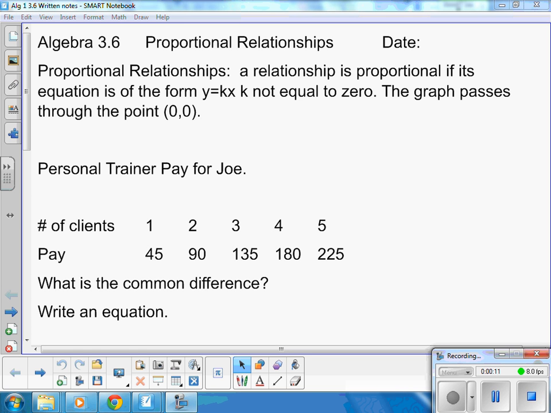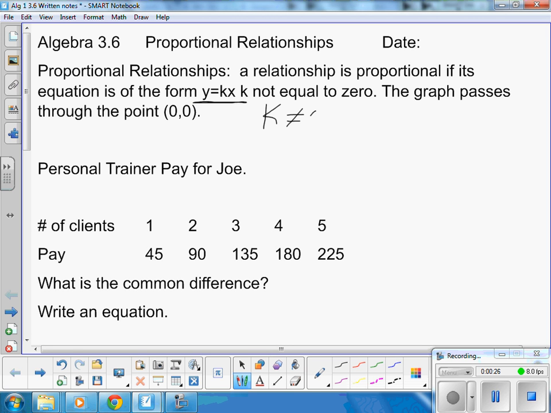Proportional relationships. A relationship is proportional if its equation is of the form y equals kx. K cannot be equal to 0. The graph must also pass through the point 0, 0.